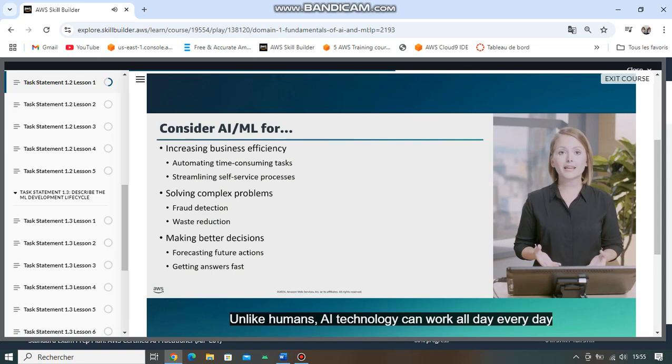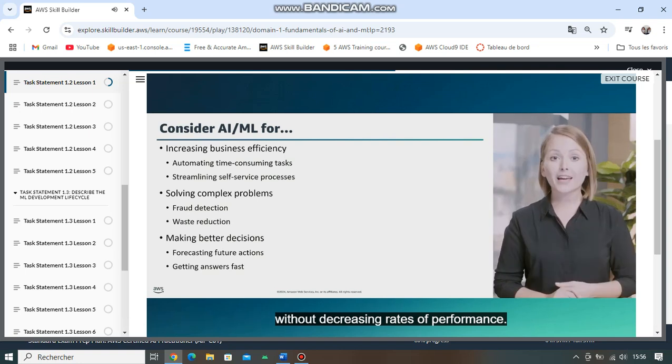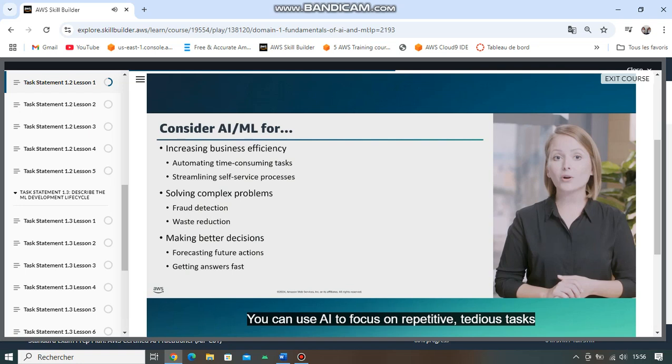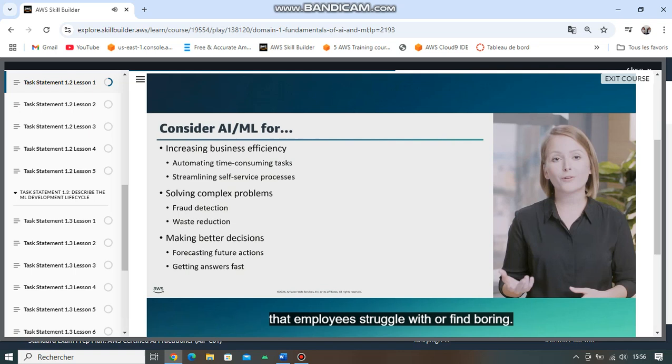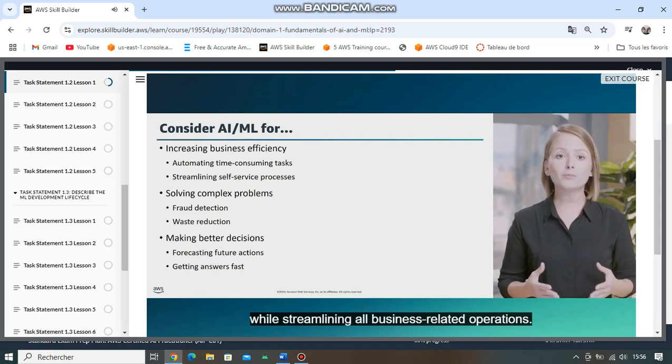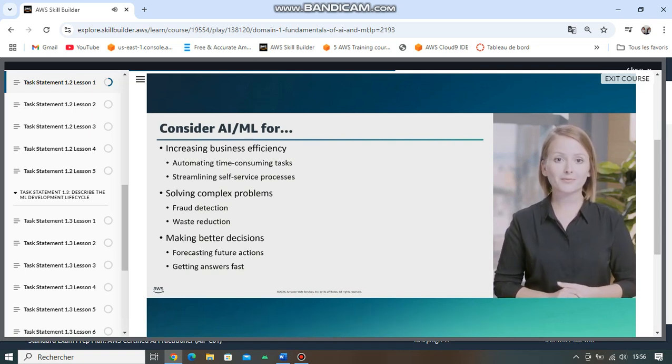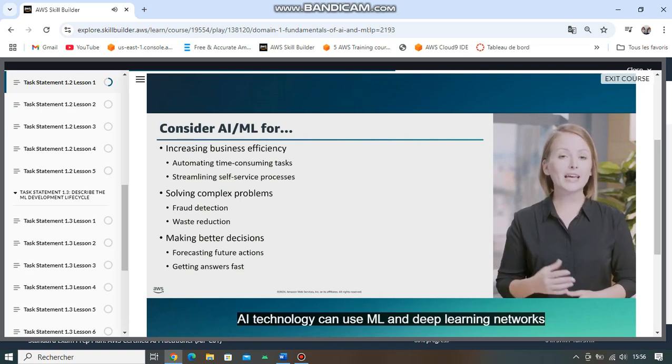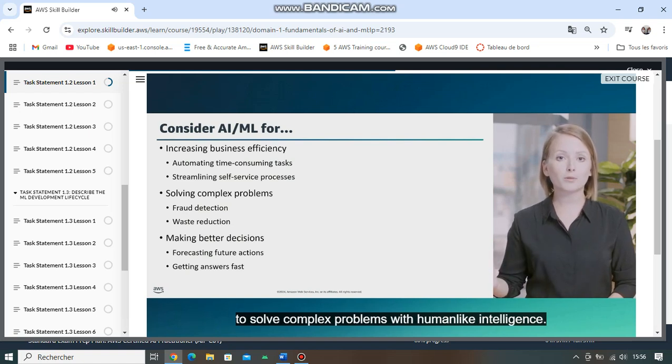Unlike humans, AI technology can work all day, every day, without decreasing rates of performance. You can use AI to focus on repetitive, tedious tasks that employees struggle with or find boring. AI can decrease employees' workloads while streamlining all business-related operations. AI technology can use ML and deep learning networks to solve complex problems with human-like intelligence.